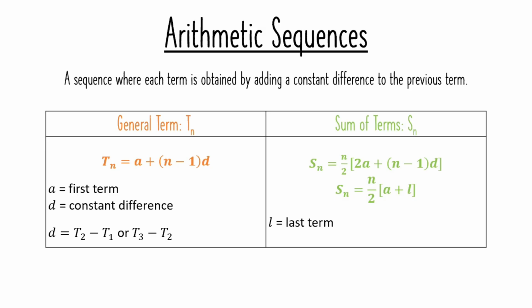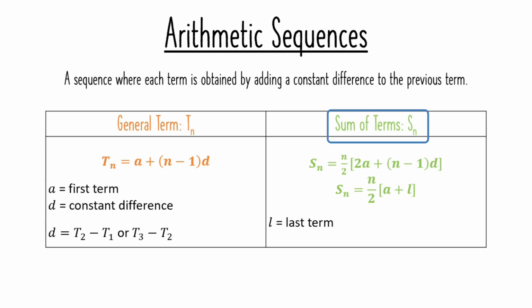Now let's start with an arithmetic sequence. Here, each term is derived by adding a constant difference d to the previous term. This makes the sequence predictable and it allows us to use specific formulas to find any term in the sequence or the sum of multiple terms. Now, the general term lets you calculate the nth term directly. So if you take a look at this formula, a represents the first term, d represents the constant difference, and n represents the term number.